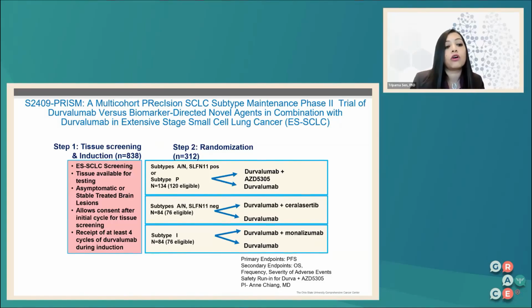This is also a SWOG-sponsored study, S2409, PRISM study, where patients are being selected based on either SLFN positive or negative, and also their subtypes, A or N subtype, and then inflamed subtype, and they are either receiving durvalumab combined with a PARP inhibitor or an ATR inhibitor or with an NK targeted therapy. So we still have to see the results from this study, but this is the first time we are seeing biomarker-driven studies being attempted in small cell lung cancer.